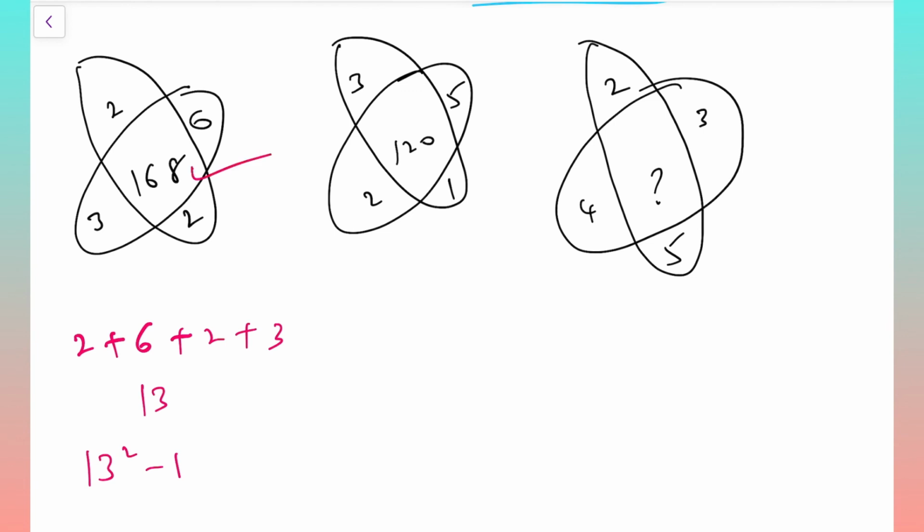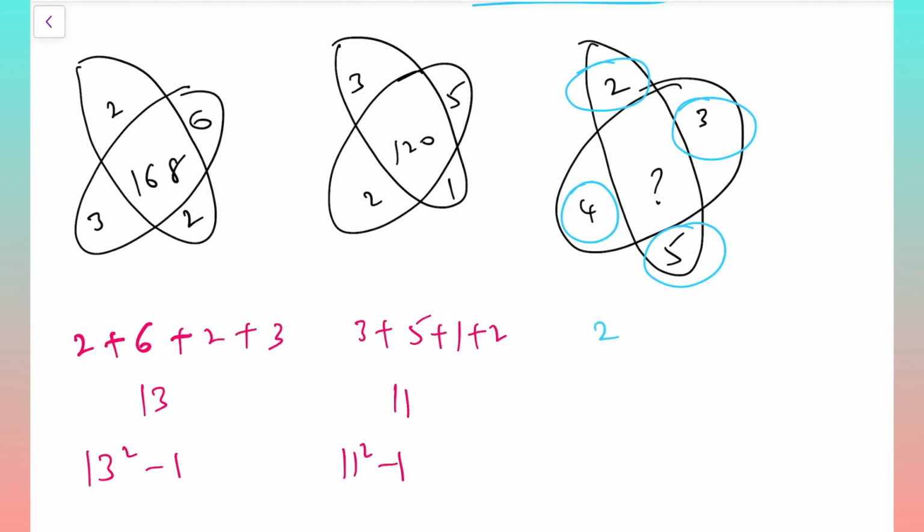The same way here also, 3 plus 5 plus 1 plus 2. 3 plus 5 is 8, 8 plus 1 is 9, 9 plus 2 is 11. 11 square minus 1 is 120. The same logic for the last one then. Adding all the outside numbers, 2 plus 3 plus 4 plus 5. 2 plus 3 is 5, 5 plus 4 is 9, 9 plus 5 is 14. So our answer should be 14 square minus 1. 14 square is 196, 196 minus 1 is nothing but 195.